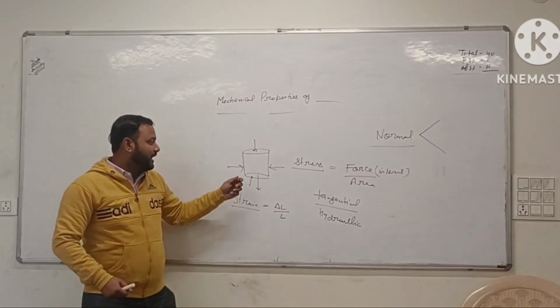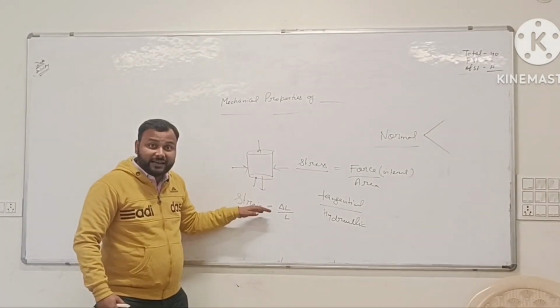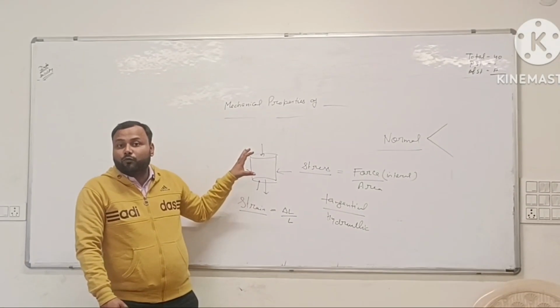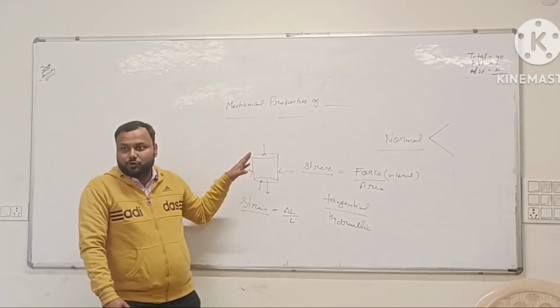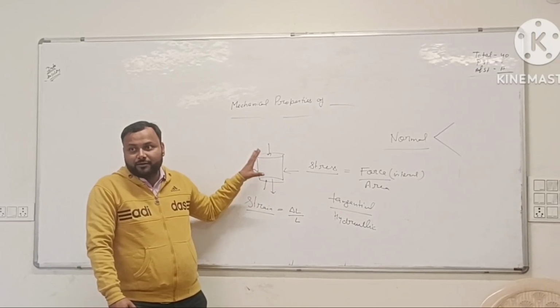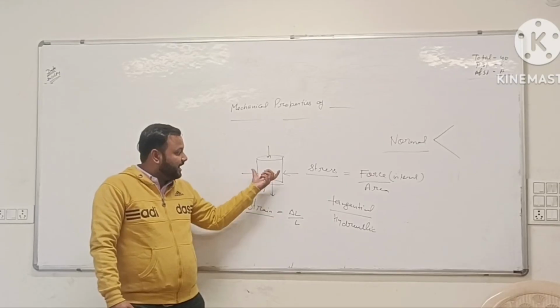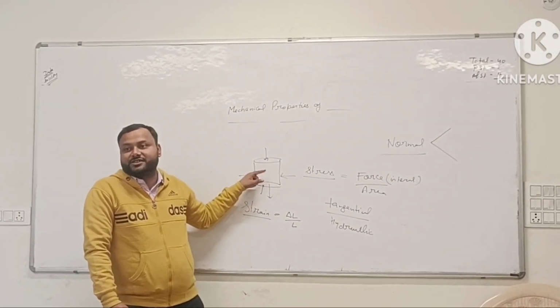There is another type of strain, that is lateral strain. Suppose when you are stressing a wire, the length will increase, and when the length increases, the width will decrease to keep the volume constant, because there is no addition of material. You are not adding any material here, so volume remains constant. So when you increase the length, the width will decrease. This type of strain is called lateral strain.